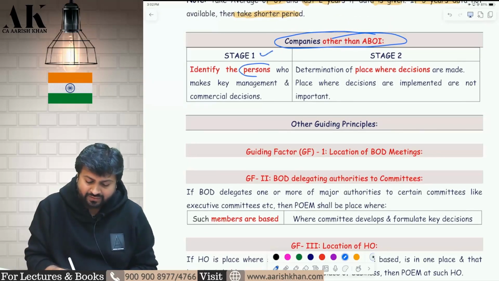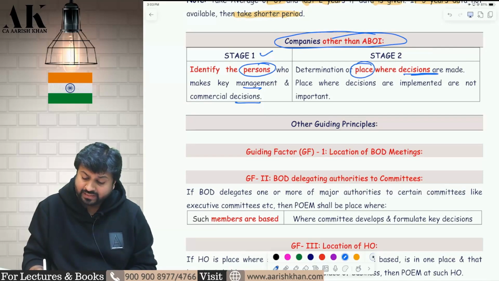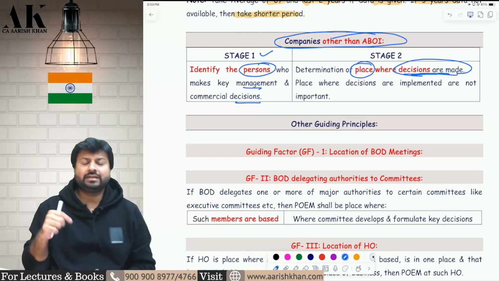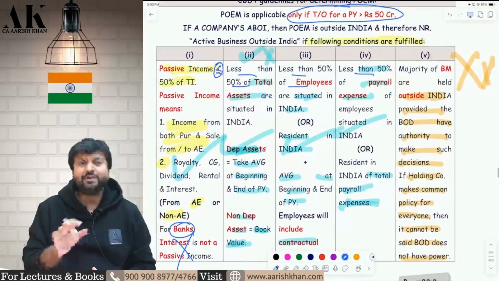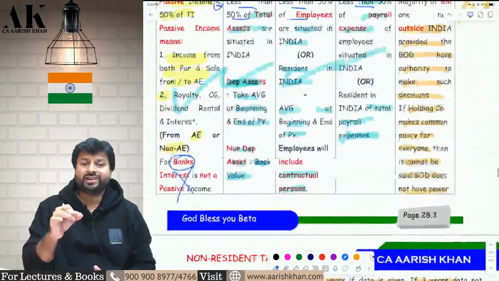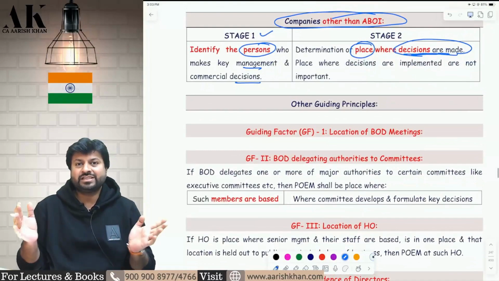Stage 1, identify the person who makes key management and commercial decisions, and identify the place where decisions are made, where you are sitting and taking the decision. That place might be the place of effective management. Now these are all subjective points. The earlier ones are very, very specific points, because there are numbers over there. There cannot be manipulation, there cannot be litigation over there. But here there can be litigation, because these are all subjective points.